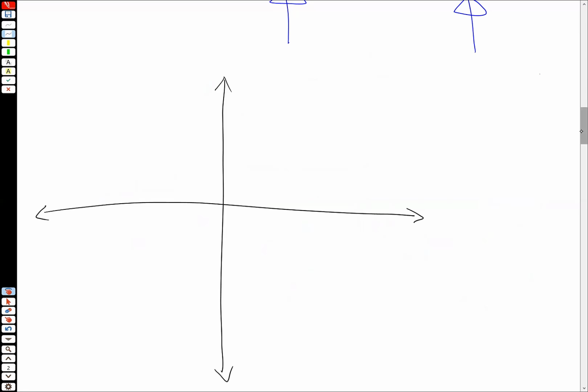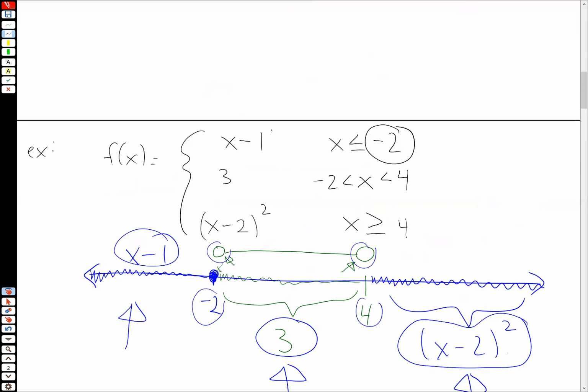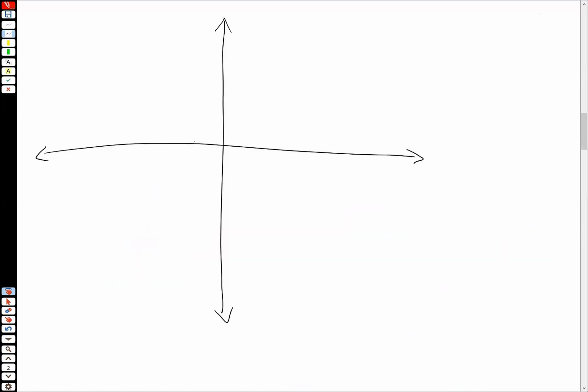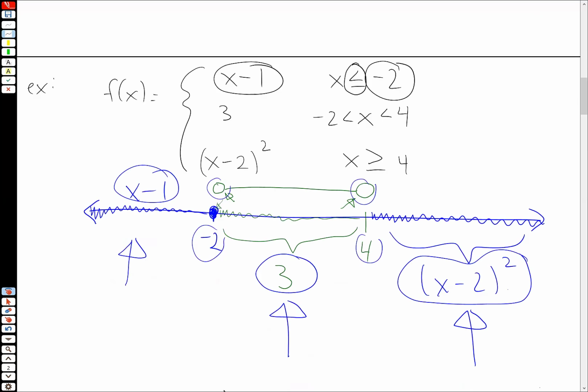Okay, so I'm going to first start by plugging minus 2 into x minus 1. If we plug minus 2 into x minus 1, we're going to get minus 3. So I really have the point, here's minus 1, here's minus 2, minus 3. I really have this point here, negative 2, negative 3. Now notice I put a filled in hole there because, again, we have a less than or equal to minus 2.